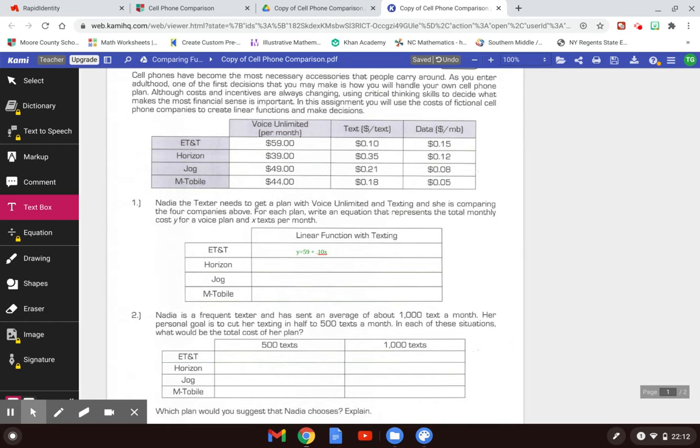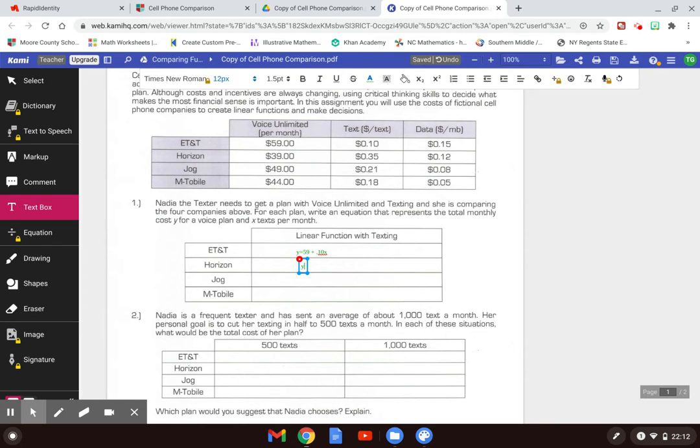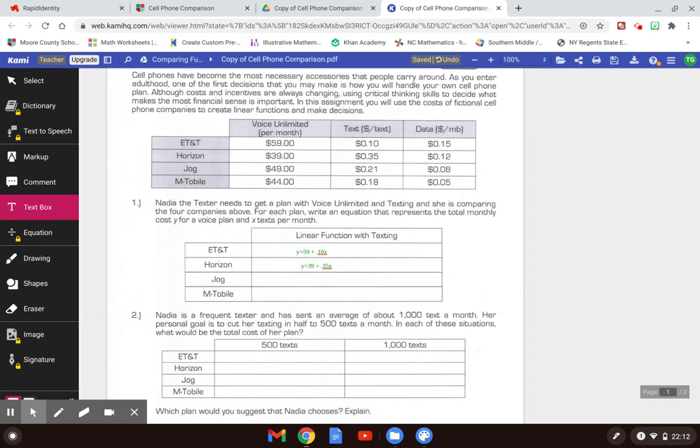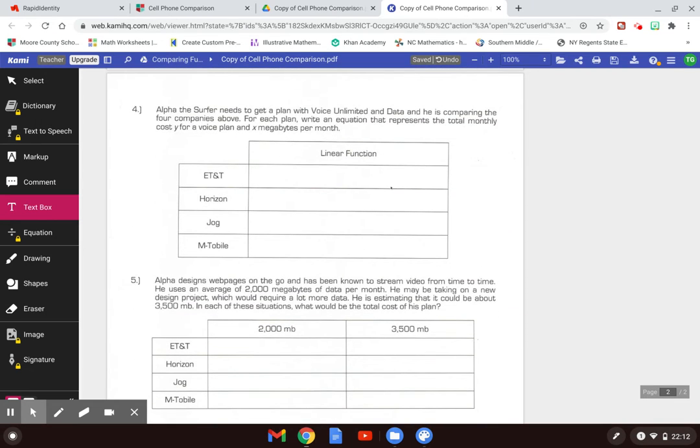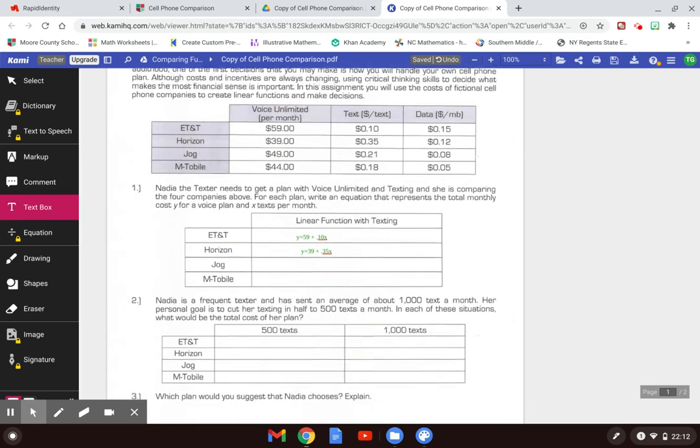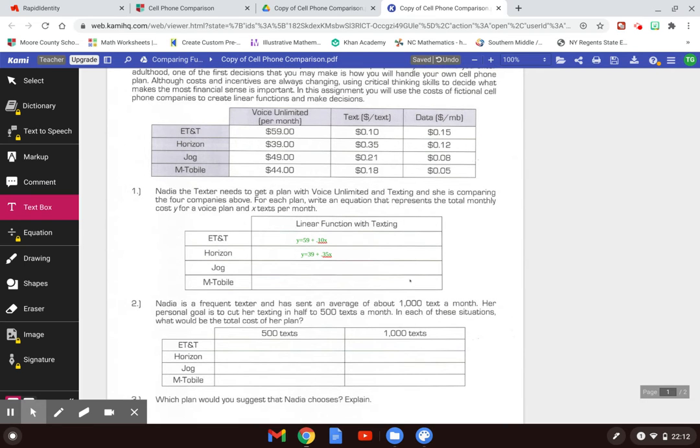All right, then for the next one, it says for Horizon, again, we're looking at voice unlimited and texting. So we're going to write here Y equals, and my voice unlimited amount is $39, and texting is 35 cents X. Okay? So you'll do the next 2 yourself, and then you're also going to, on the back side, do the same thing, except this time you're looking at voice unlimited and data.